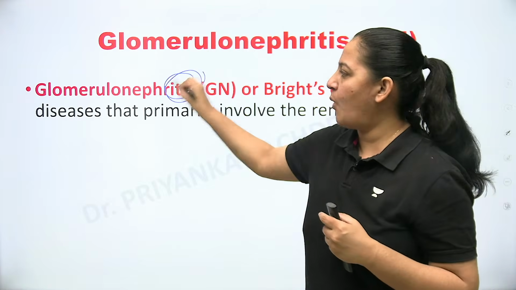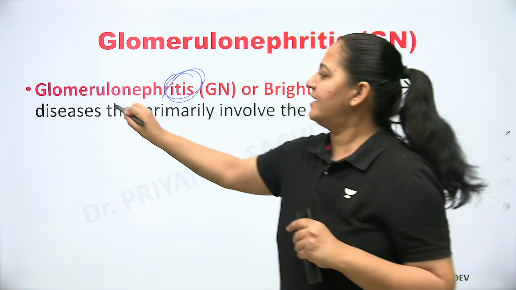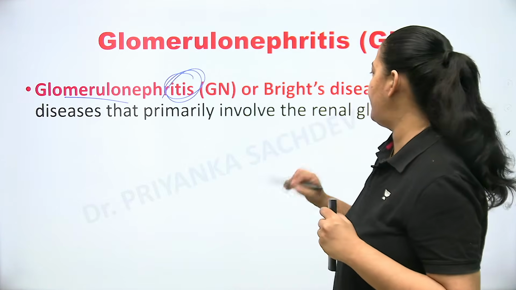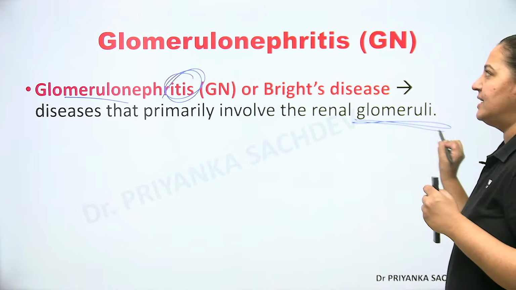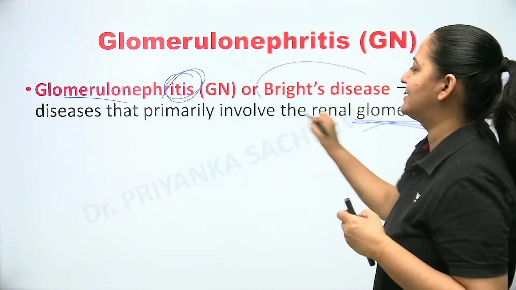Again and again I am telling you, itis means inflammation. So basically it is the inflammation of the glomerulus. It is the inflammation of the glomeruli, the disease of the glomeruli. It is also known as Bright's disease, right?